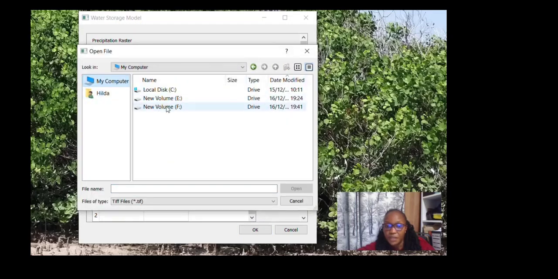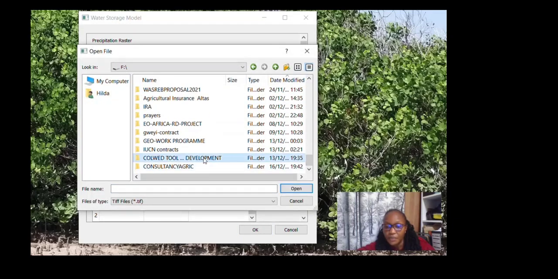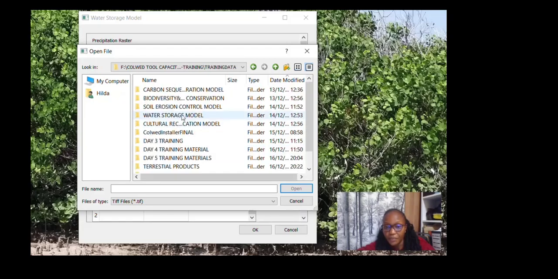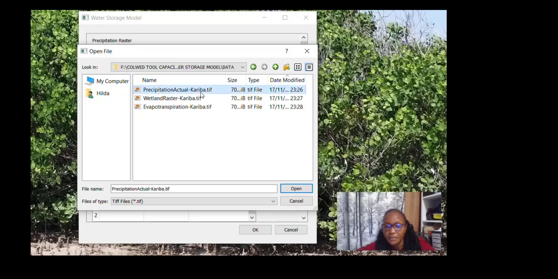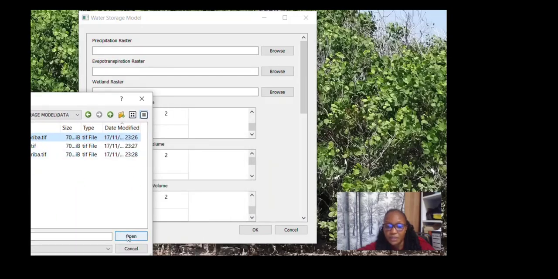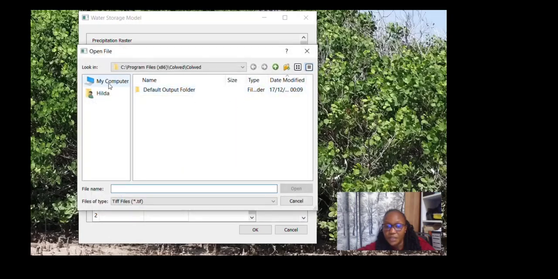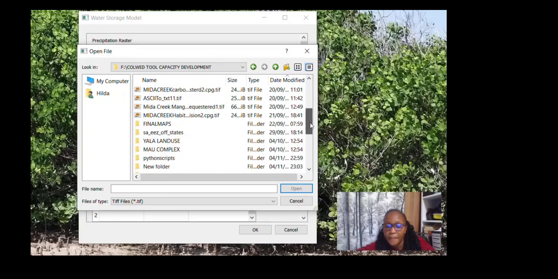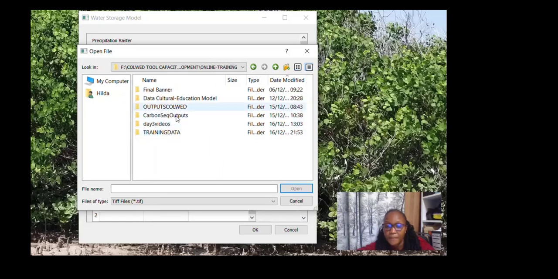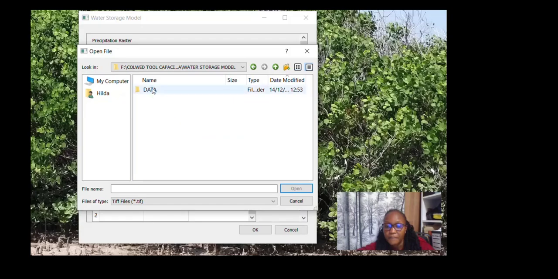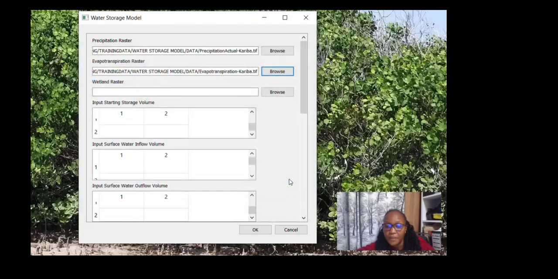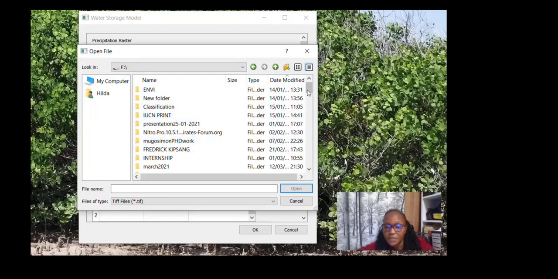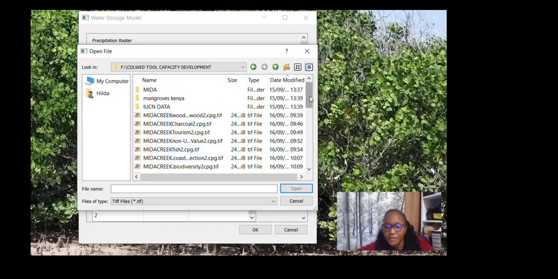So we input the data from the folder where I have saved it. We have the water storage model data. We are starting with the precipitation. We open it, the next one is the evapotranspiration. The next one is the wetland raster, the landscape that is being assessed or being valued.